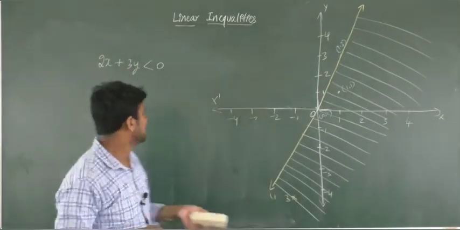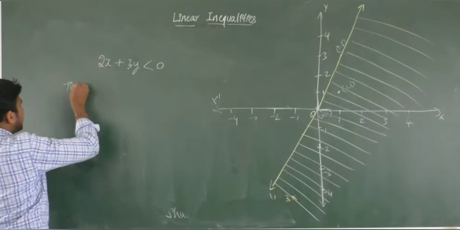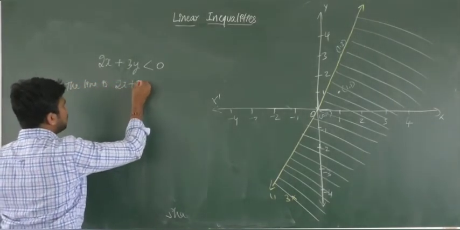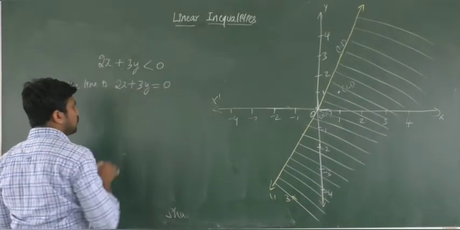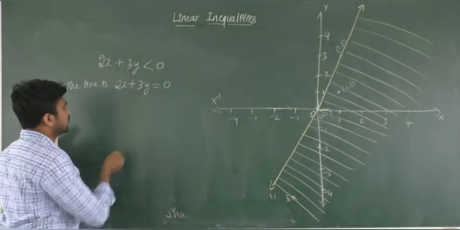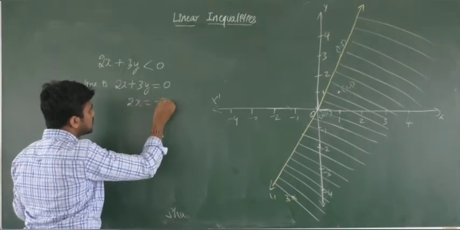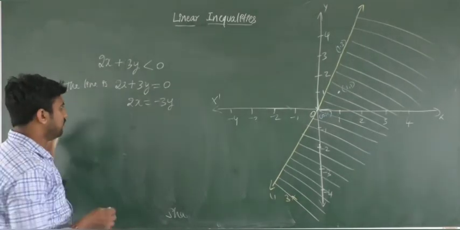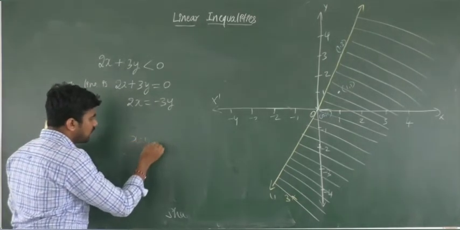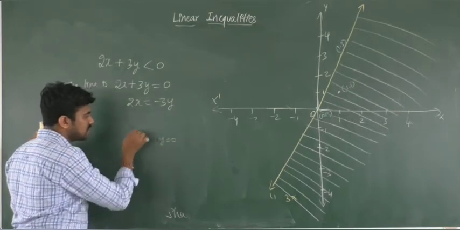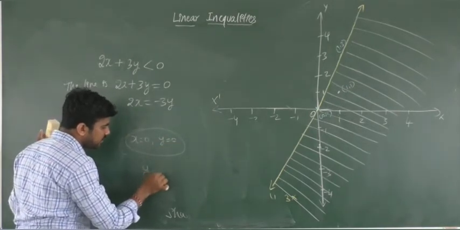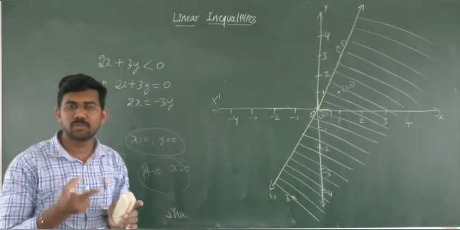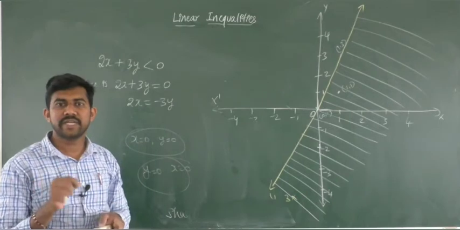So what you have to do here, first the line you have to write. The line is 2x plus 3y is equal to 0, or in the next case we can write 2x is equal to minus 3y. If you take x is 0, we will get y also 0. So origin we already got. Similarly, if you take y is 0, x also will be 0. So we will not get 2 points here, only 1 point. So we have to take another point.